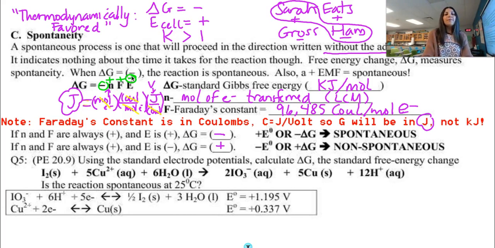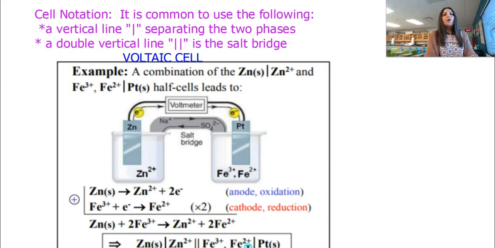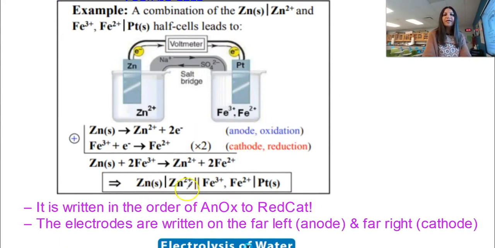Okay, so before we actually take a look at this question, I do want to reference real quick the differences between a voltaic cell and an electrolytic cell, and also sometimes they'll change up the notation, and I want to make sure that you're aware of that. So you'll see that there may be this type of notation down here where they actually give you this double bar and these single bars. And the way that they're writing this out is in the order that we know, anox towards your red cat, so the way that the electrons are going to move. So we do have our anode on this side and our cathode on the other side.